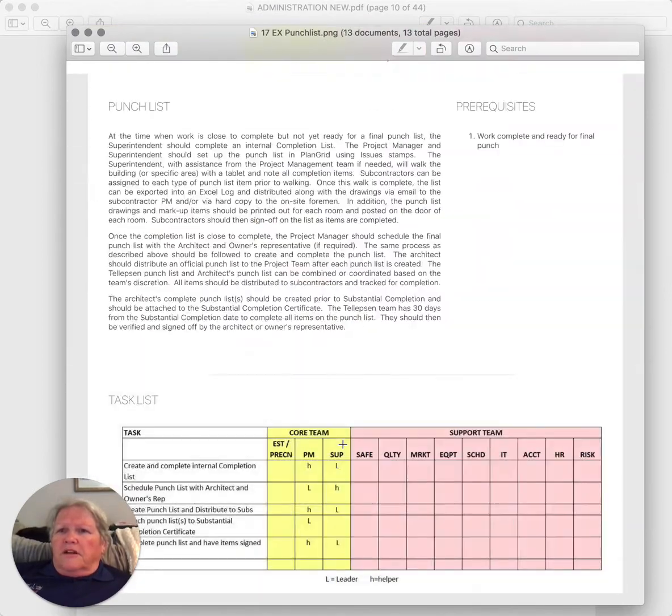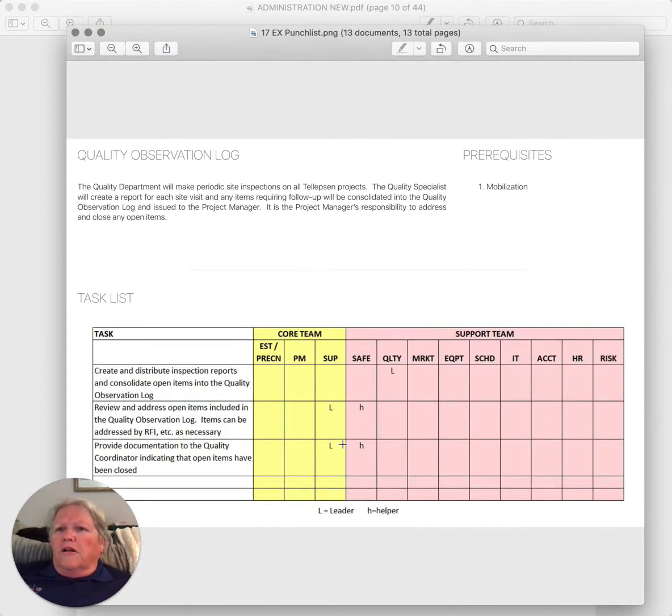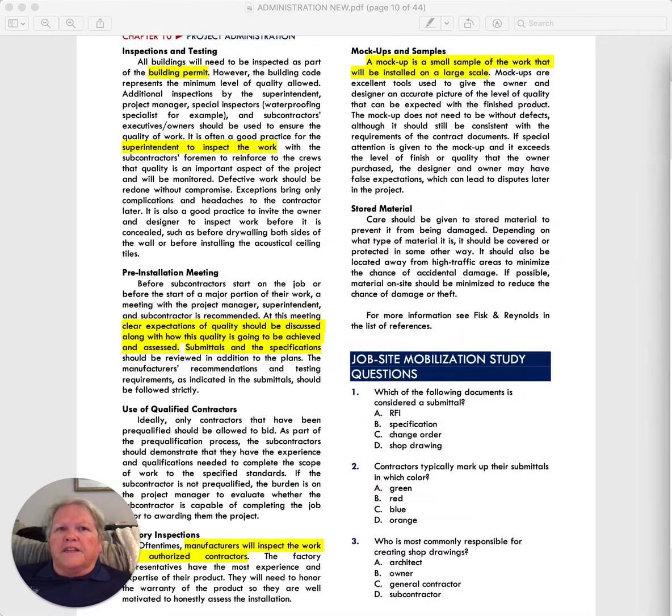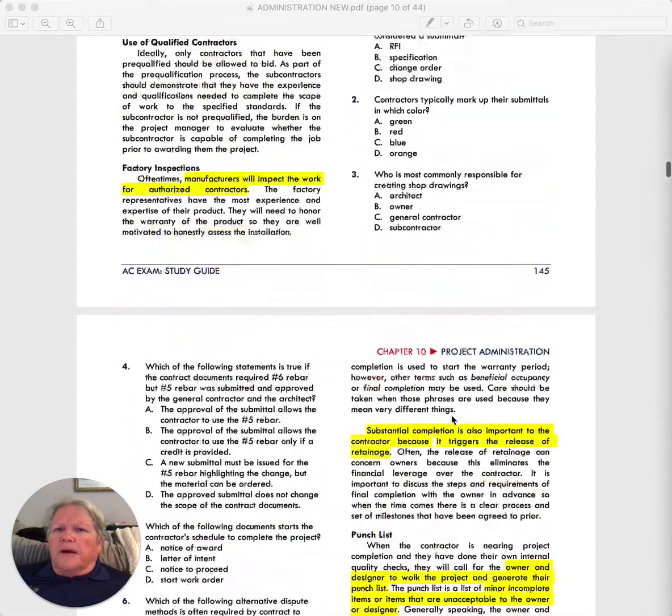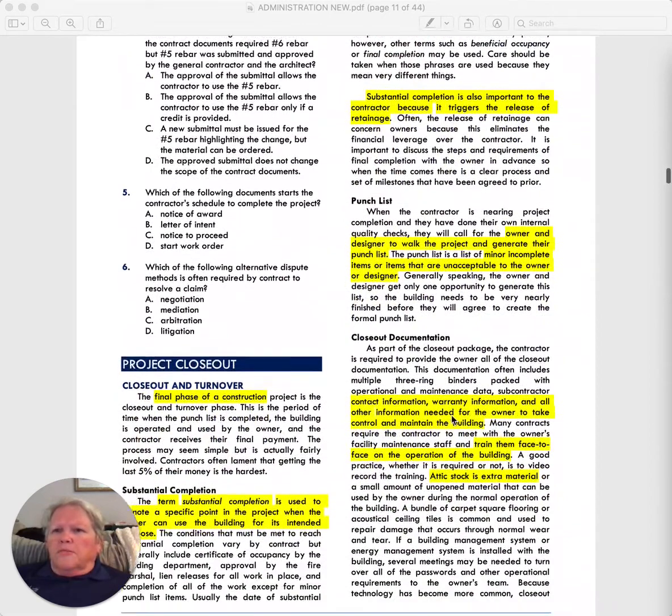Let's see what we're talking about here. Punch list. We're going to go to a quality observation log. All of these things that we're talking about are built into one log that people can then take and look at and check off, kind of like a punch list, to make sure that it's being dealt with and that nothing is overlooked during the process of construction. A good contractor will be sure to manage that log. So that's a lot about the quality control process.